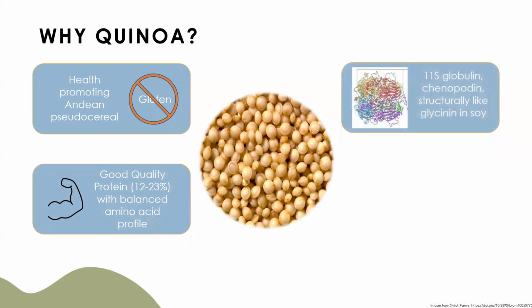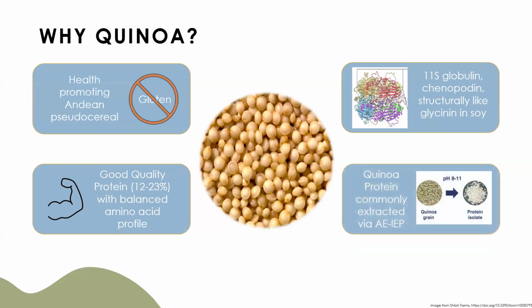Additionally, looking specifically into the protein, quinoa is composed of 2S-albumins and 11S-globulin, known as chenopodin. And this is of interest because this globular protein is similar to the 11S-globulin in soy, glycinin, which has high functionality. And quinoa protein isolate is commonly extracted using the alkaline extraction isoelectric precipitation method, which is widely adopted in industry for the production of protein isolates.